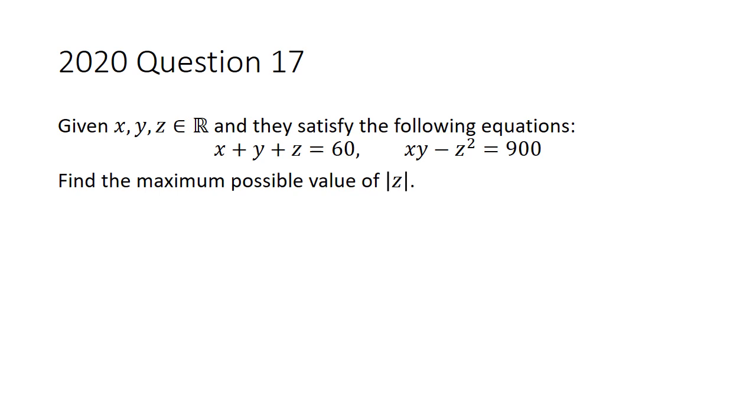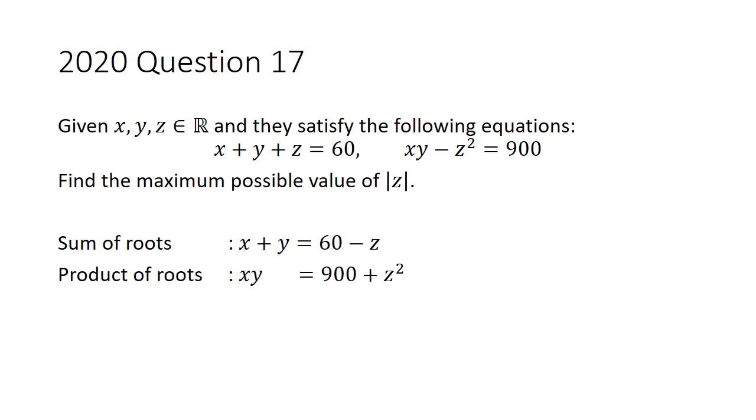So to solve this question, we're going to pretend that x and y are the roots of some quadratic equation that we are going to find. And we can find this quadratic equation because we have the sum of roots: x plus y is equal to 60 minus z. Next, we can also find the product of roots: x times y is equal to 900 plus z squared.